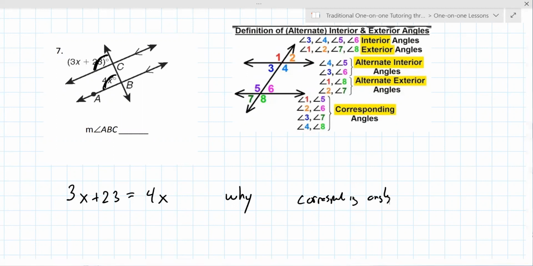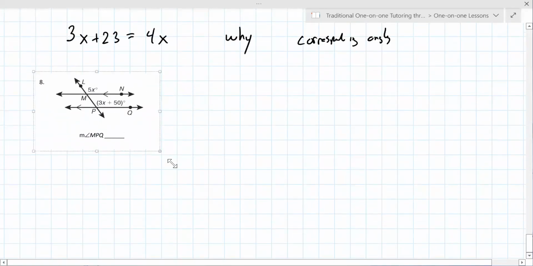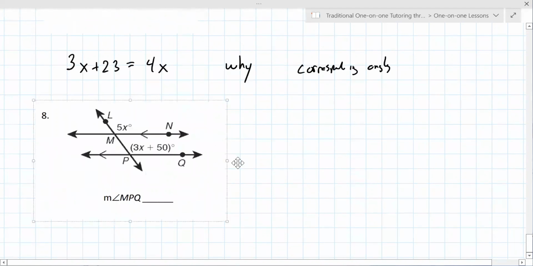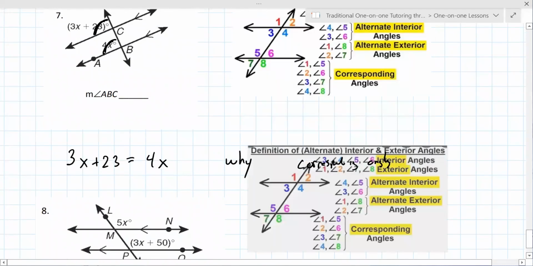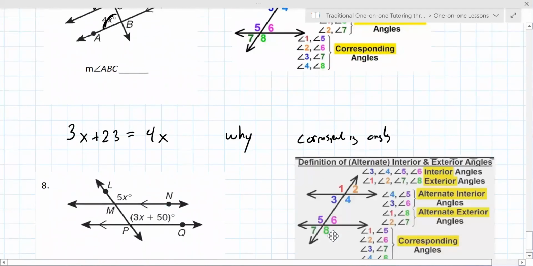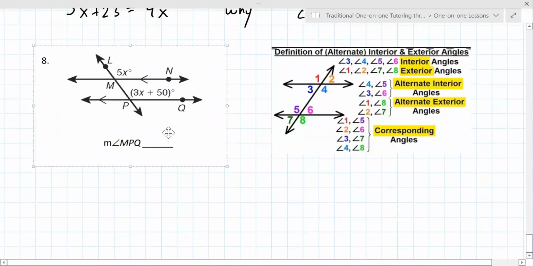And what's the reason? It's kind of a list. You've got to go through your list and say, okay, is it alternate interior? Is it alternate exterior? Is it corresponding? It is an alternate exterior angle. Okay, so they have to both be in the exterior. Look at 3 and look at 7. What are they? Because that's what it is in this picture.